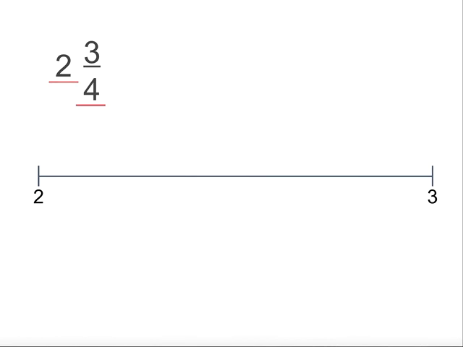We know it is made up of 2 and a bit more. So the fraction falls somewhere between 2 and 3. If we look at the fraction part, it is 4 equal parts between each whole number. So we can divide the line into 4 equal parts to make quarters. The first point is 2 1/4, the next is 2 2/4, and then we have 2 3/4.